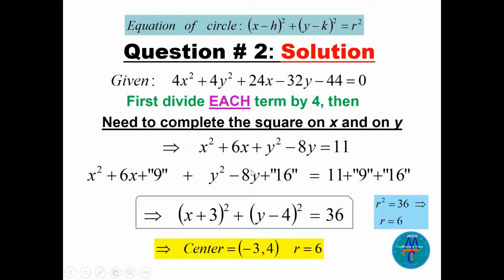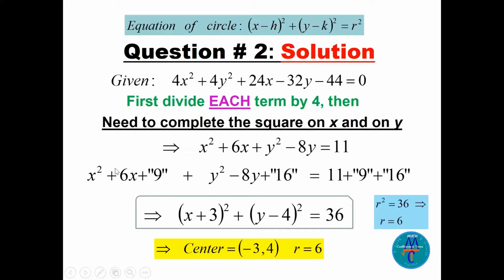Now, let's do the same for y. Minus 8. Divide by 2. Minus 4. Square it. We need to square it. 16. Add 16 here, 16 here. Now, if you look here, it will be perfect. X plus 3 all squared.